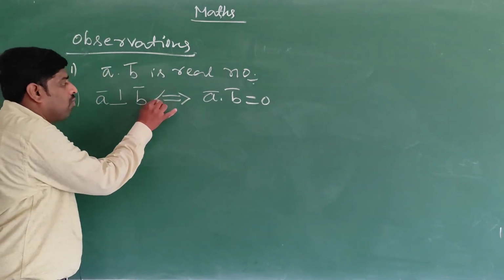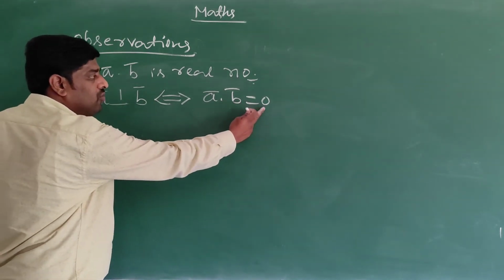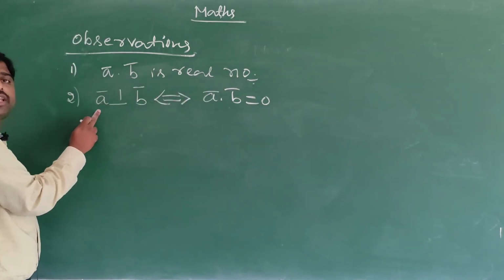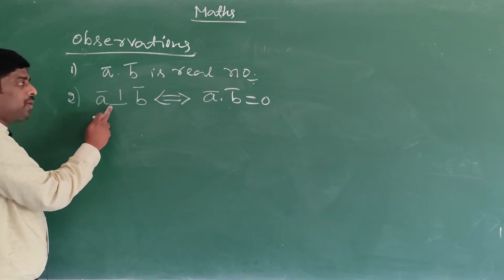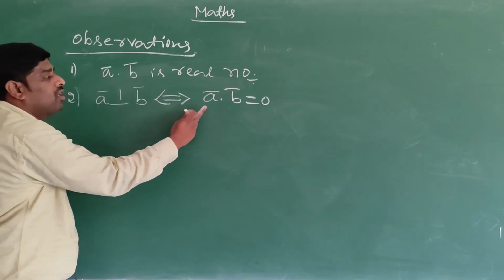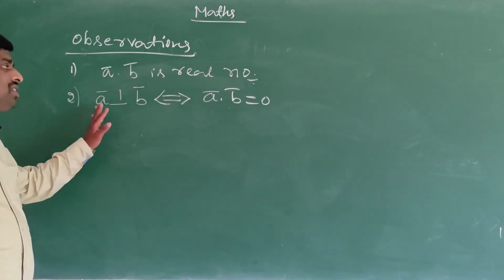This is vice versa. When a bar dot b bar equals 0, a bar is perpendicular to b bar. When a bar is perpendicular to b bar, a bar dot b bar equals 0. So this condition is vice versa.